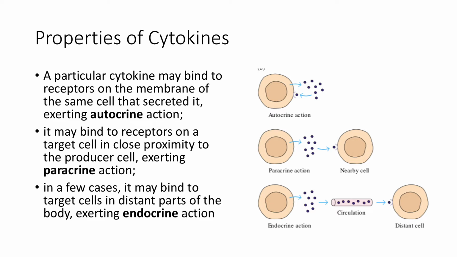Then it may bind to receptors on a target cell in close proximity to the producer cell, exerting paracrine action. In this case, as you can see, if a cell is producing cytokines because of a stimulus, and it is affecting a nearby cell which has a receptor for this particular cytokine, in each case this cytokine is different, these receptors are different, and they are highly specific. So if this one is producing cytokine and it is affecting a nearby cell, then it is called paracrine signaling.